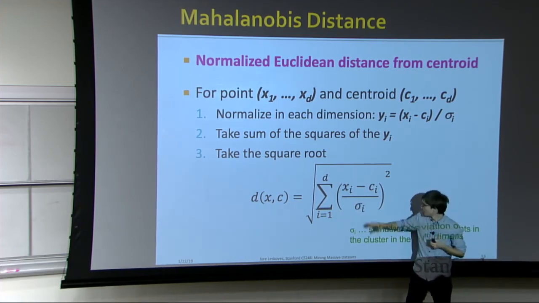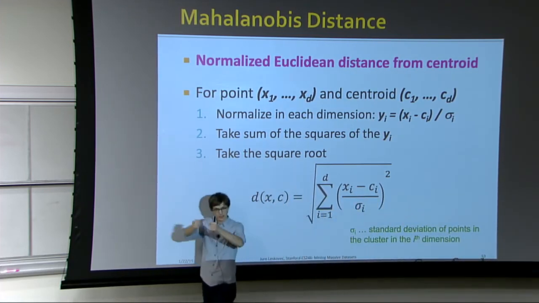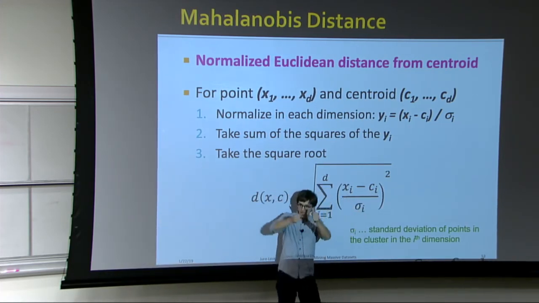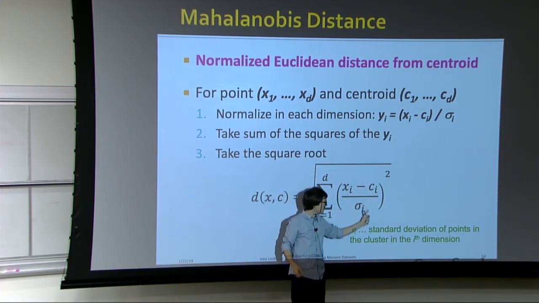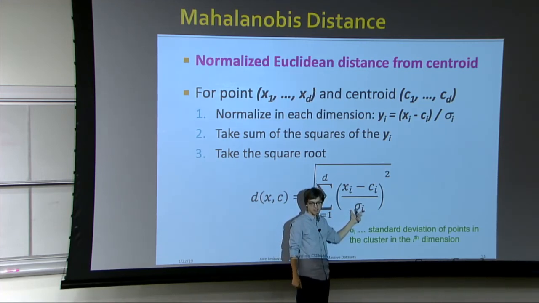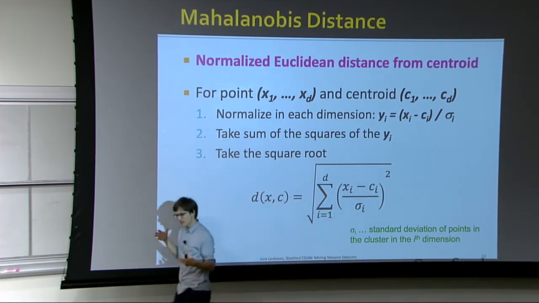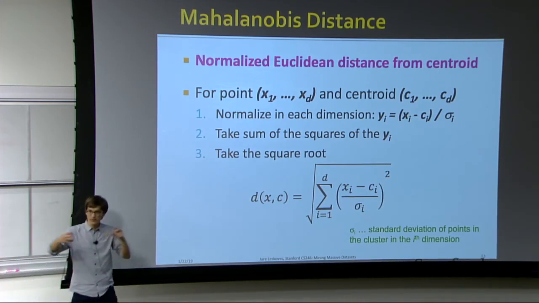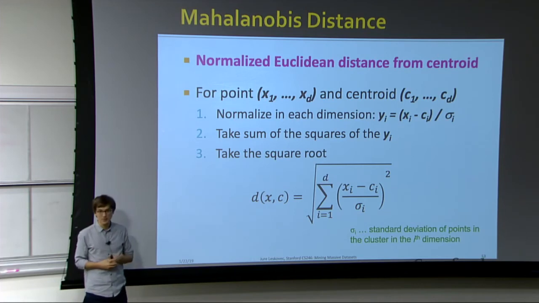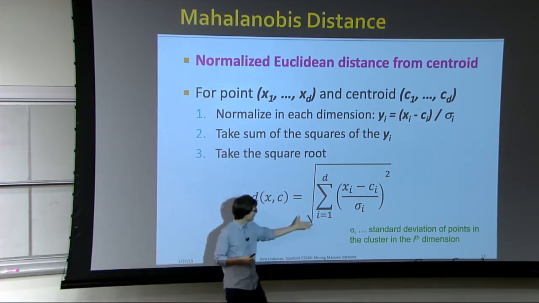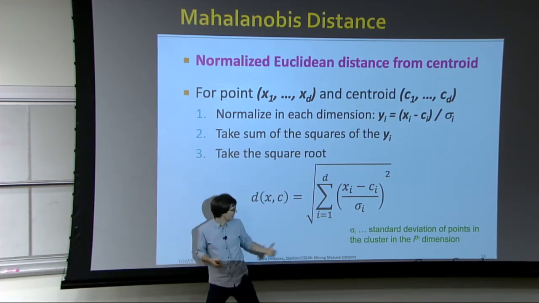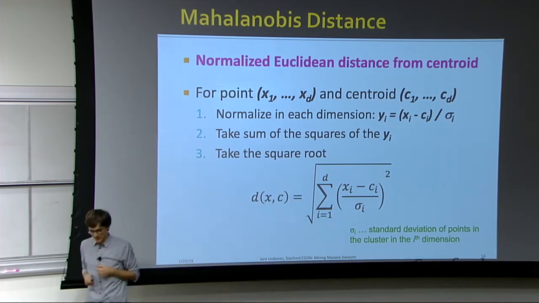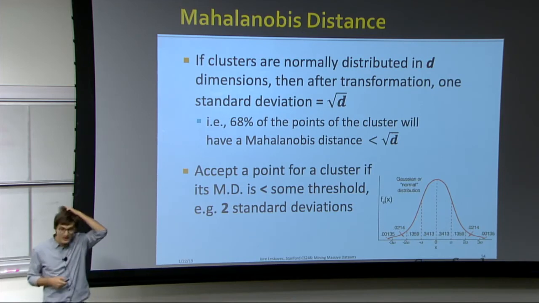So this means that if along one dimension the data is very spread out, then x minus c along that dimension will be very big. That will be normalized by the variance in that dimension. So in this sense, the space gets warped according to the variance of the data in that dimension. Okay? So all the dimensions have equal variance because they are normalized by the variance along those dimensions.